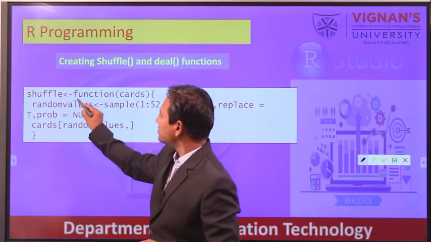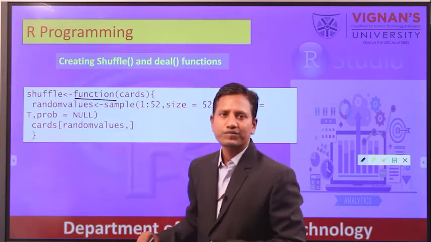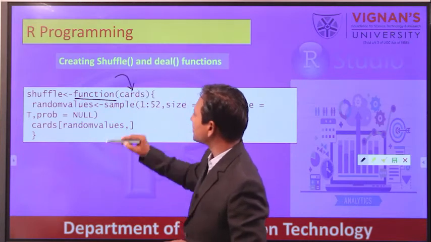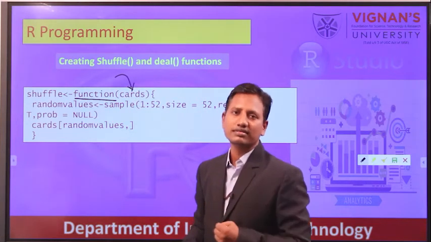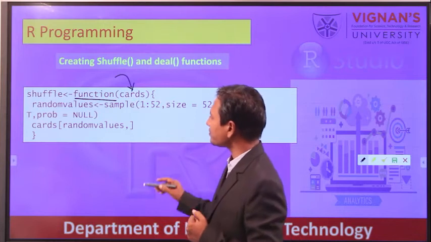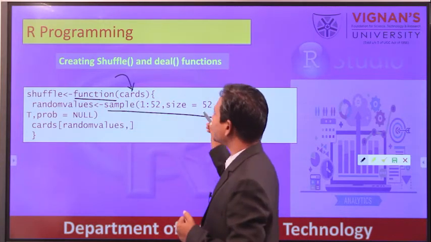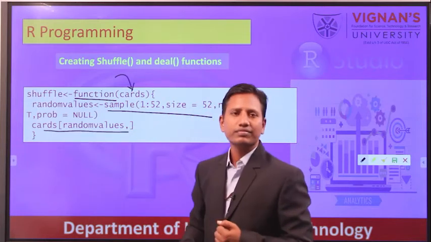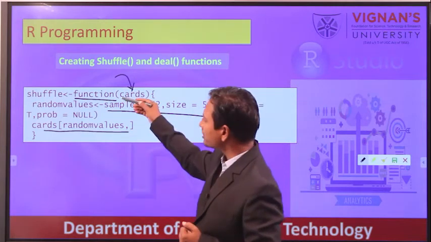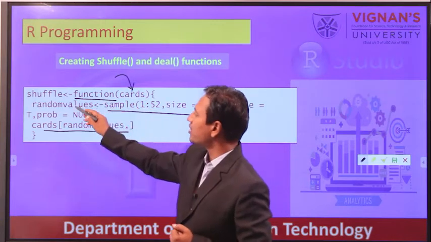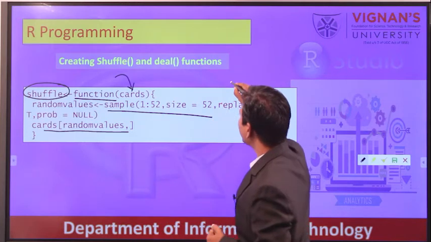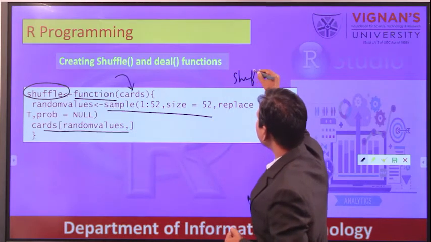So this is the syntax of the function. We are going to use the keyword function, and to this we are passing the data frame cards, the 52 cards. The sample function and the accessing we kept into this function. These two statements we kept into a function shuffle. And when we execute this one, we are going to create a function called shuffle.